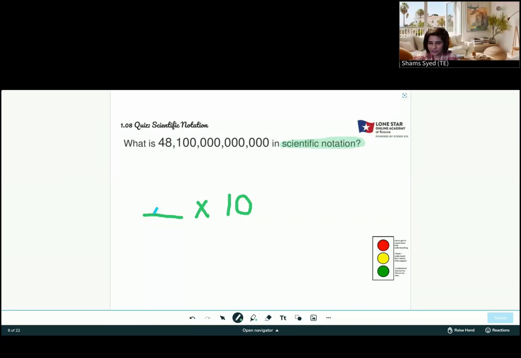This first number is going to be a number between 1 and 9. So I can place the decimal right here between 4 and 8 and make it 4.81. This is reasonable. It is a number between 1 and 9, 4.81.